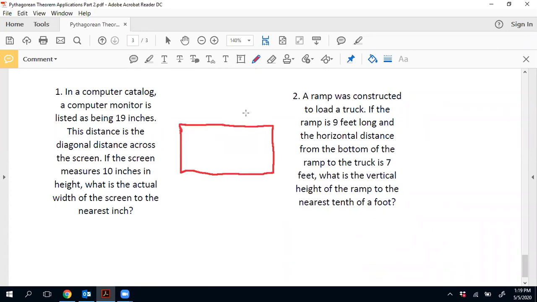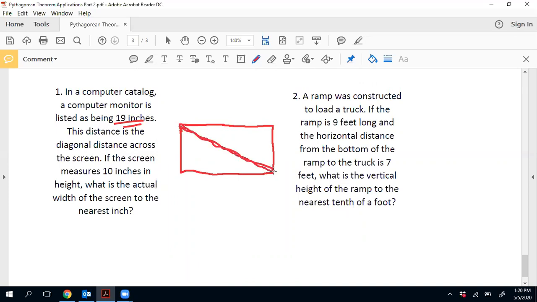So if they tell you you buy a 45-inch TV, do you know what the 45 inches is? It's the 45 diagonal. It's not inches wide. It's a good guess, but it's the diagonal. So if it's telling you that the computer monitor is listed as being 19 inches, the distance is the diagonal distance across the screen. So that tells us that the diagonal of this computer monitor would have a value of 19 inches.